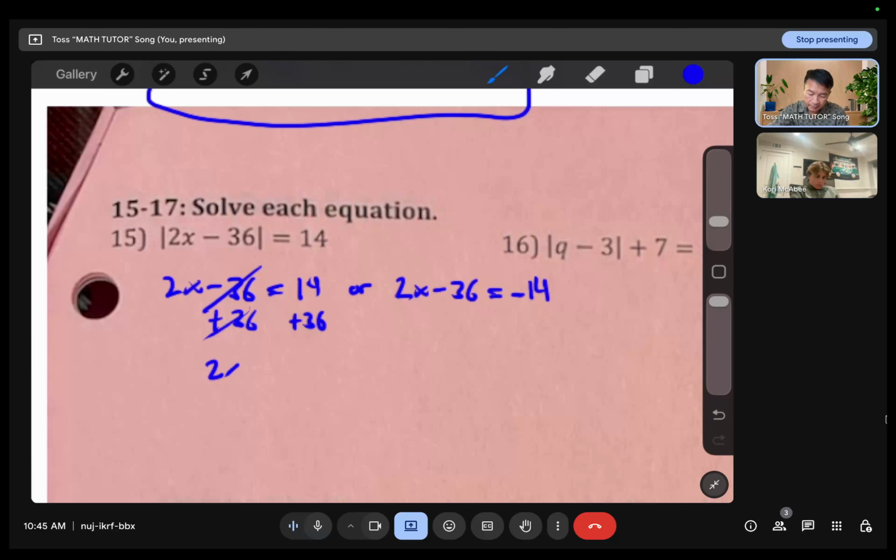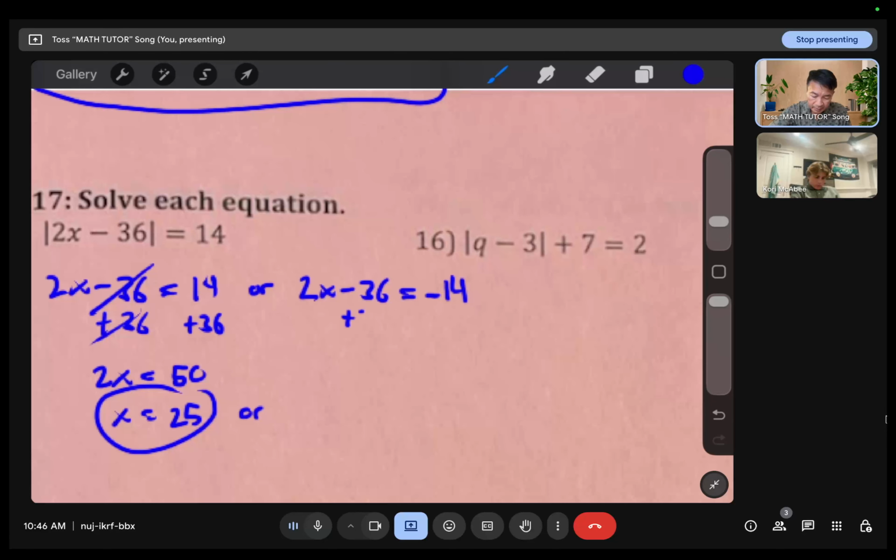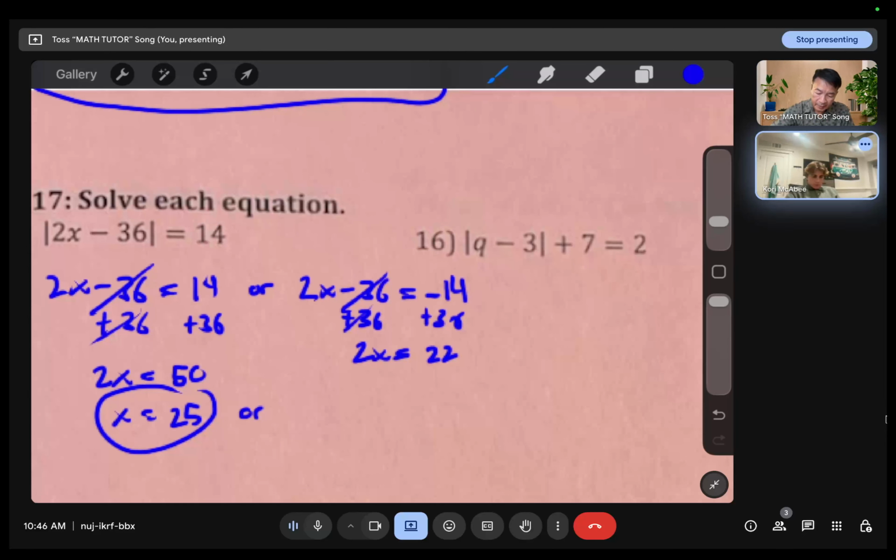So 2x equals 50, yeah. Then divide both sides by 2, so the first part, x equals 25. And then or, add 36 to both sides. 2x, what is that? 22, double check there. Yeah. Then divide both sides by 2, x equals 11.